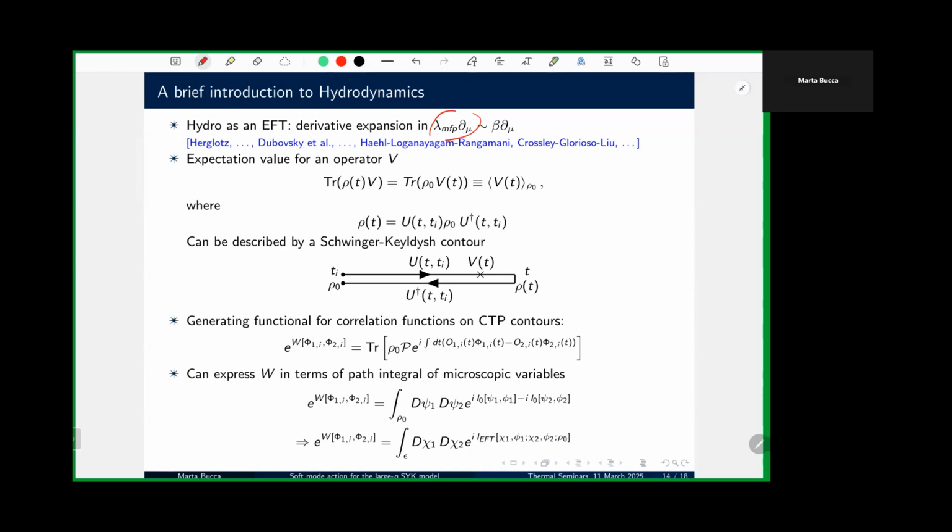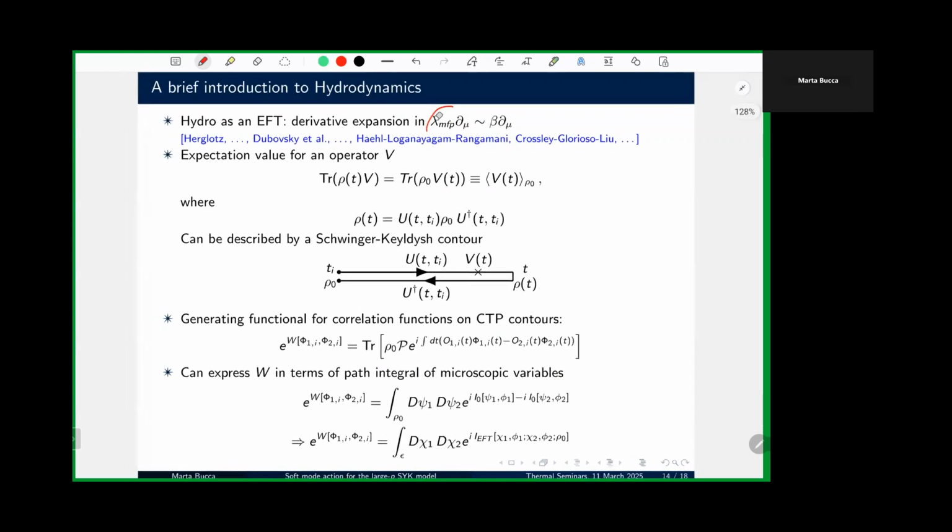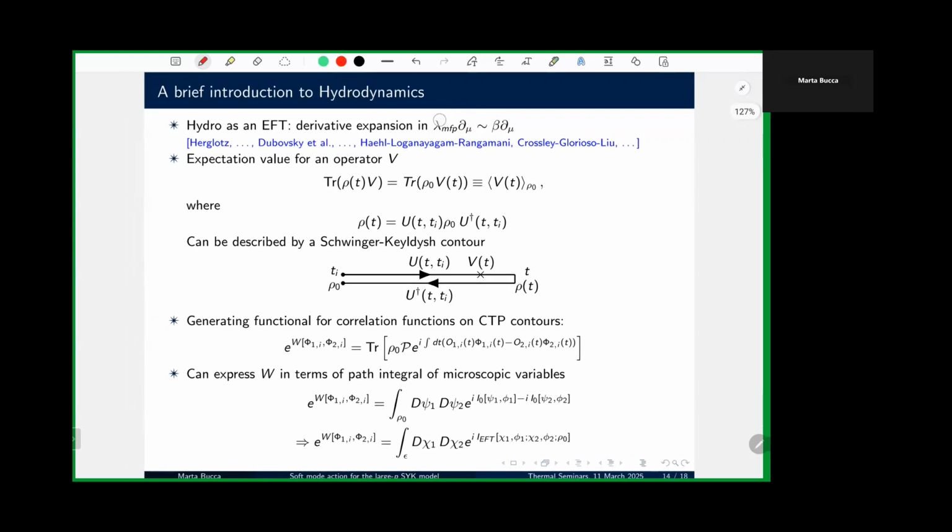We're going to be discussing Schwinger-Keldysh contours, so I'm also going to briefly introduce those. So suppose you have an operator V and you want to compute its expectation value, then you can write it as the trace of rho of t V, where rho of t is your density matrix, and its time dependence can be written down in this way.